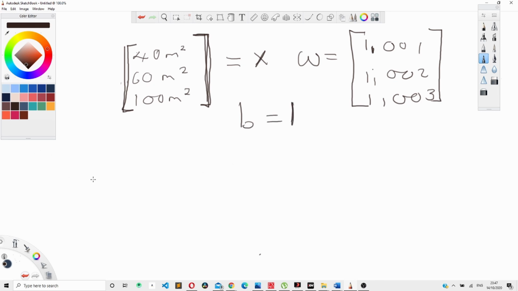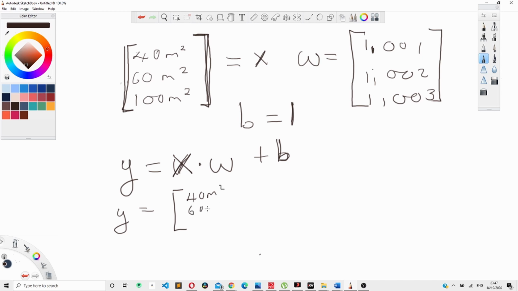So I've shown you the diagram for the neuron, right? And the mathematical expression of our neuron is y equals xw plus b, which is the bias, right? So we are going to multiply these vectors, 40 m squared, 60 m squared, 100 m squared. So we are going to multiply these two vectors, right?